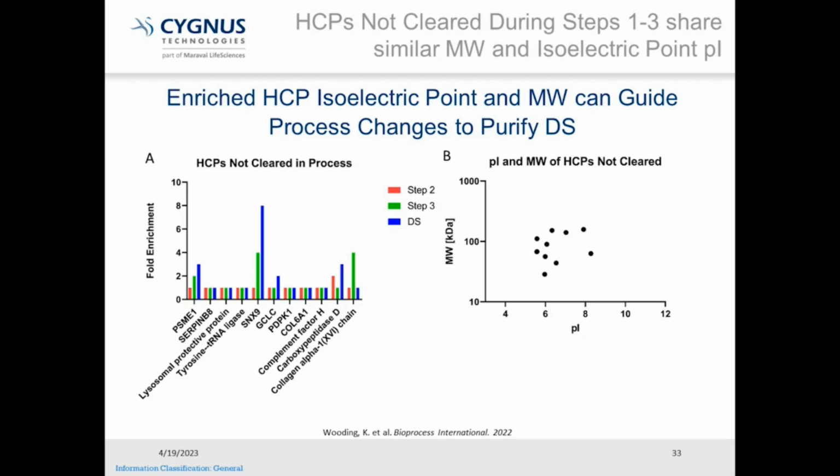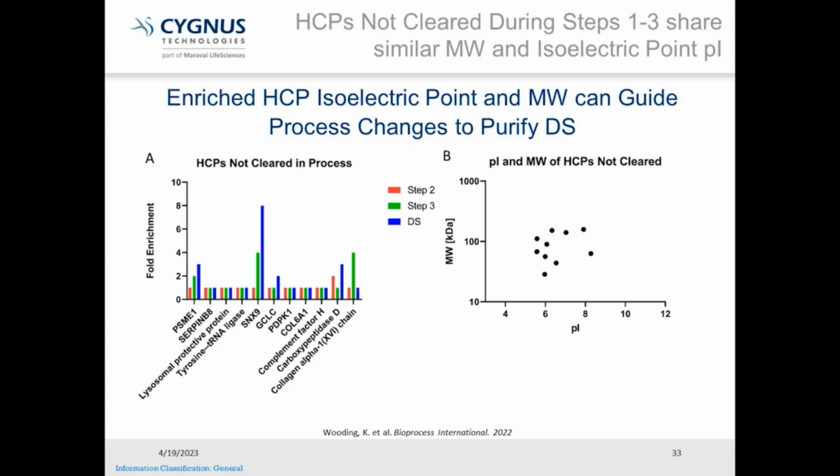AAE-MS was used to identify and quantify host cell proteins that were not cleared during purification steps 1 through 3 of the 2,000-liter GMP process. These host cell proteins shared similar molecular weights of approximately 100 kilodaltons and isoelectric points of 5 to 8. One host cell protein, SNX9, was enriched eightfold from steps 2, 3, and drug substance and has a molecular weight of 66 kilodaltons and an isoelectric point of 5.2.